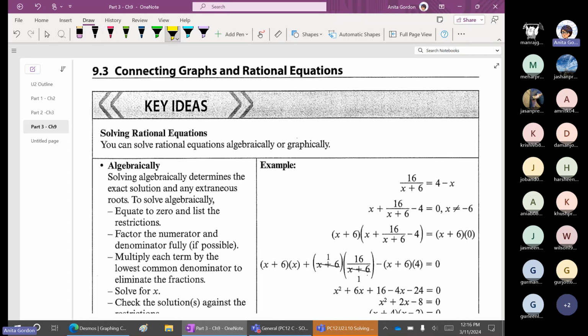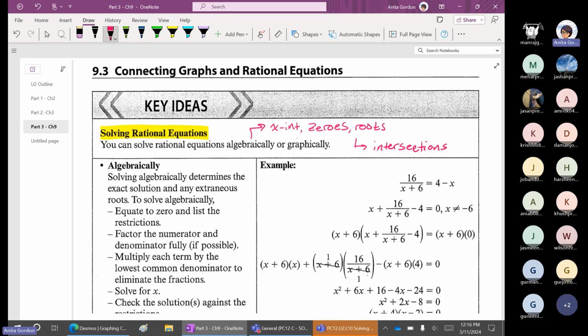I want you to remember that when we are solving rational equations, we are looking for x values that make the equation 0. That means we are looking for x-intercepts or zeros or roots. All of these words mean the same thing, or solutions is another word. If we are using the graphic method where we are plotting two equations, then another way to look for solutions is looking for intersections.